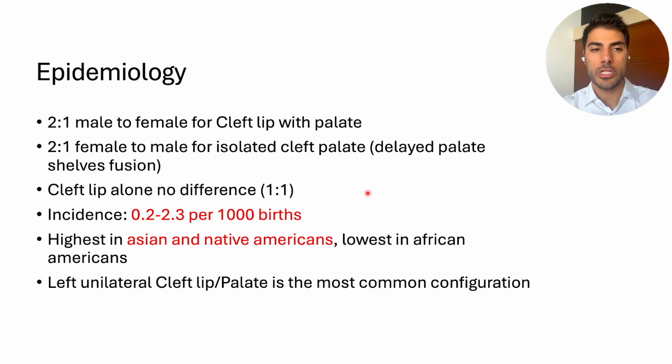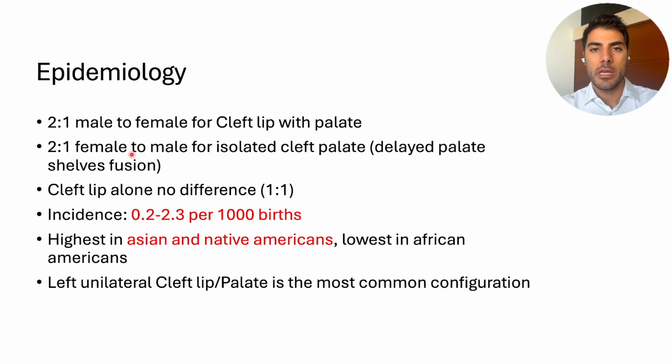So some epidemiology, we could have a 2-to-1 male to female ratio for the cleft lip with palate, while it's a 2-to-1 female to male ratio for an isolated cleft palate. And this is usually due to delayed palatal shelves fusion. And as for cleft lip alone, we don't really have a difference between male to female ratio.